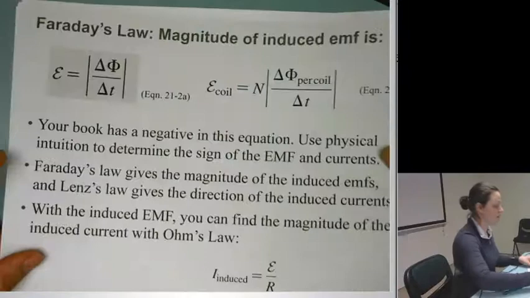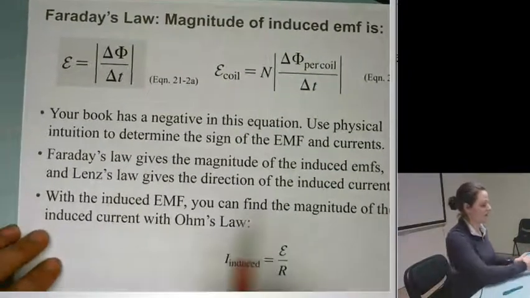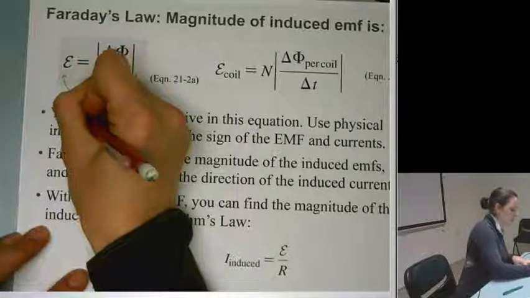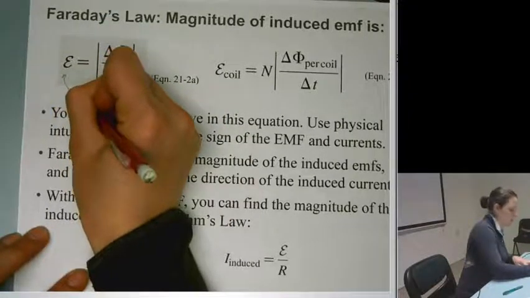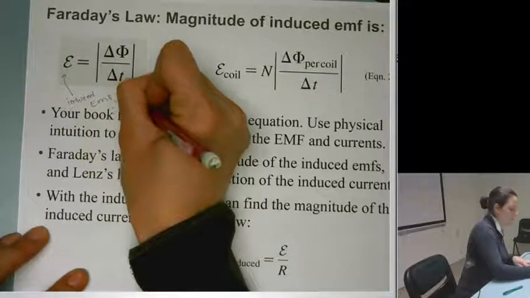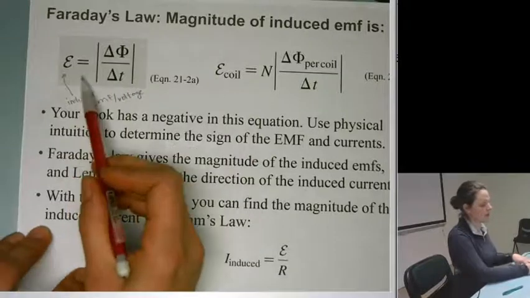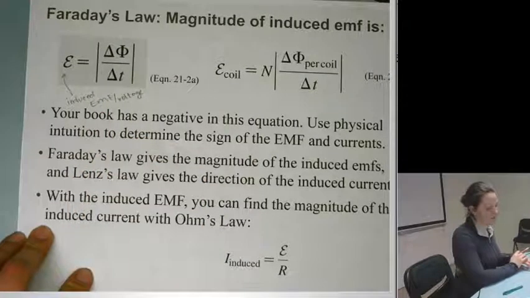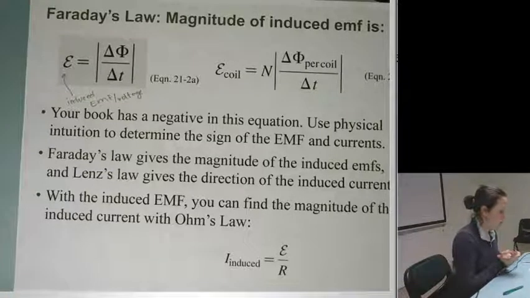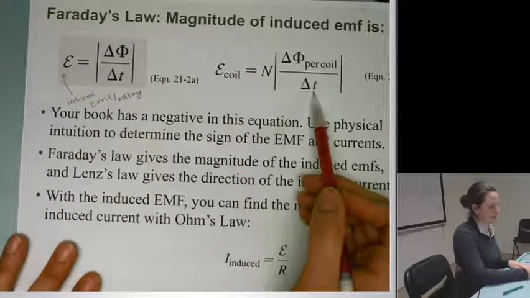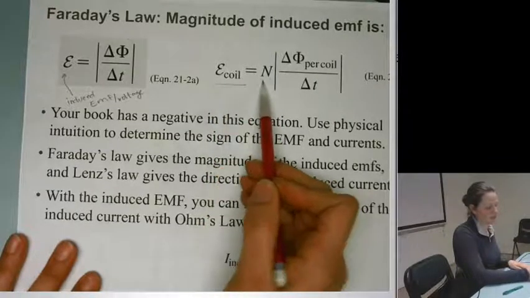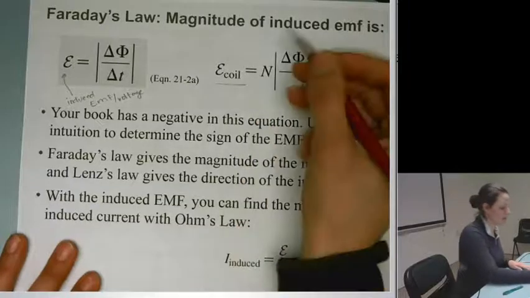So here's Faraday's law. It says that the induced EMF, or voltage, is equal to the magnitude of the changing flux. And if you have many loops of current, then the induced EMF in those many loops is just this number multiplied by N, which is the number of loops.